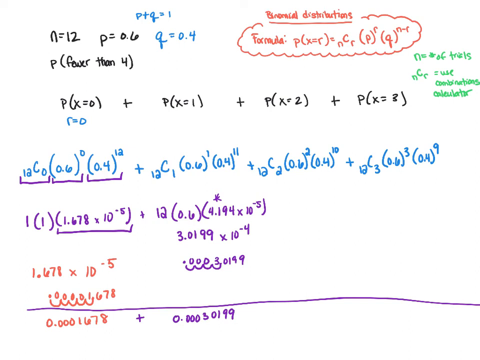All right, I'm going to go a little bit quicker. 12 combination 2, I think that was 66. 0.6 squared, 0.36. 0.4 to the 10th power, that's 1.049 times 10 to the negative fourth. Times 0.36 times 66. In my calculator, I got this as standard form already, so that's good.